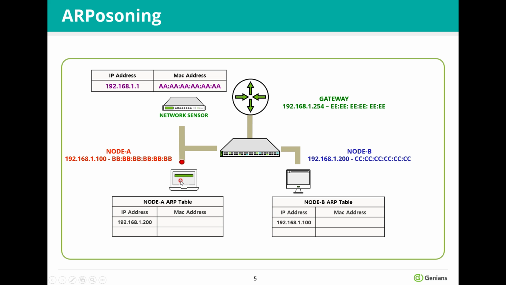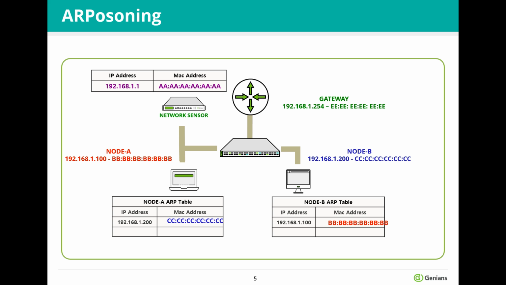Next, let's look at how ARP poisoning blocks a node from the network sensor. When node A connects to the network, node A sends a packet to all devices on the same network subnet, an ARP broadcast. Every device sends its information to node A with an ARP response packet, and node A updates its ARP table.